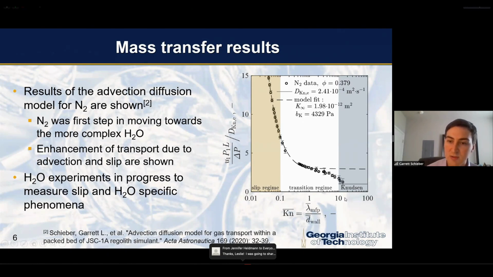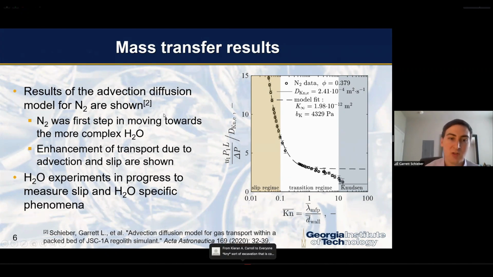And so a high Knudsen number corresponds to very low pressures. And so what we see is that at the highest Knudsen numbers, we have very limited transport. And as we move to higher and higher pressures, the advection kicks on and enhances our transport. And so these results are shown for nitrogen.